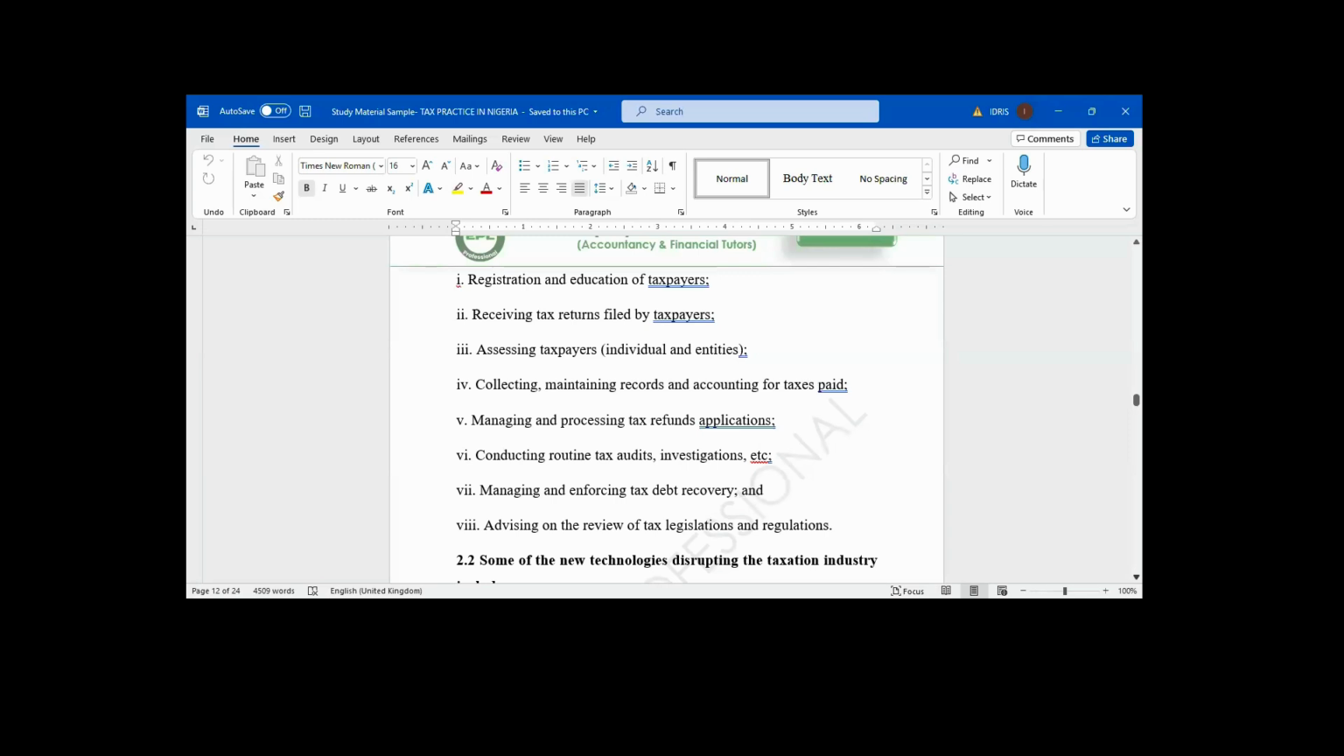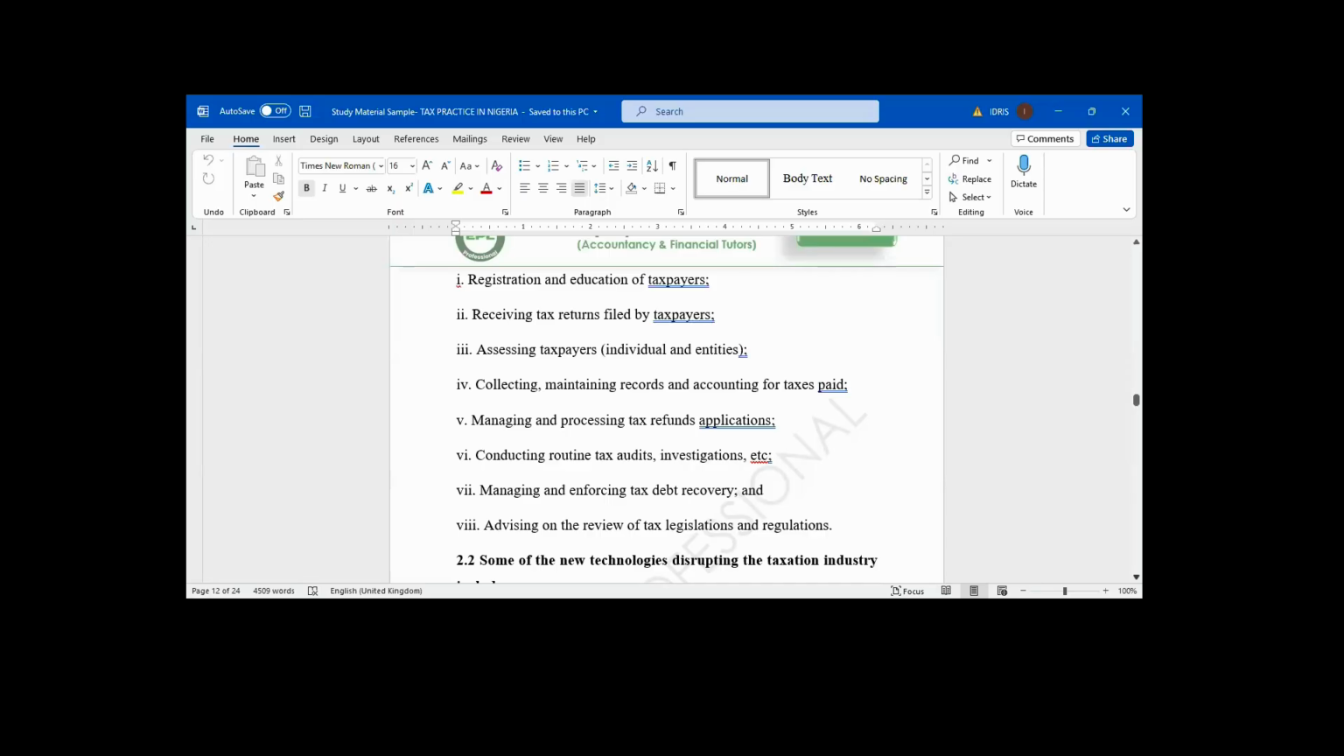Right now, as I'm talking to you, the new tax reform act, which will commence next year, FIRS and LIRS are doing sensitization. They are educating taxpayers on what they need to know about the new tax law, so that before the new tax law commences, they will know what to do. This is one of the roles of tax administrators: registration and education of taxpayers.